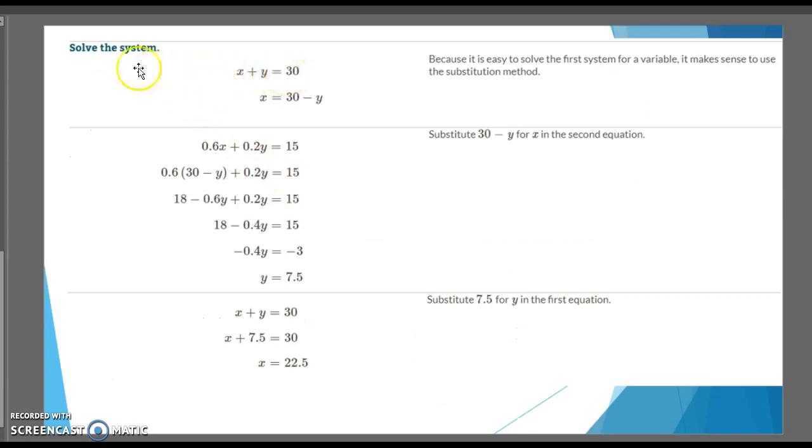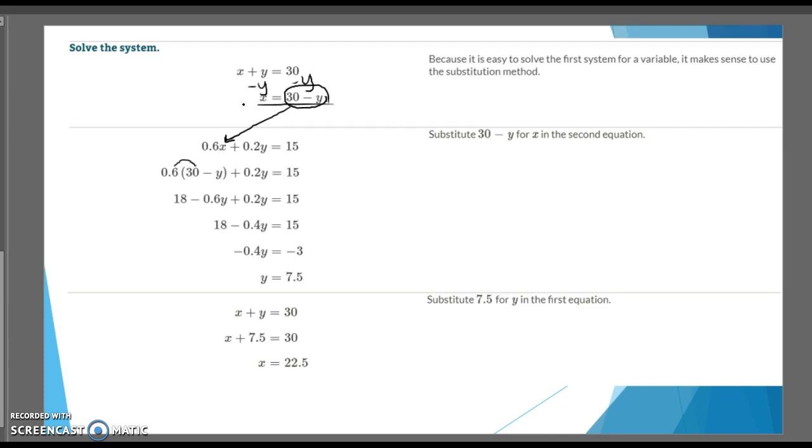So we have our 2 equations. We're going to solve. We're going to use the substitution method because it's really easy to solve. So to get x by itself, we're going to subtract y from both sides, and you get this lovely equation right here, x equals 30 minus y. You're going to substitute that in for x in the second equation. So we're taking this and plugging it in for x. So that's where this came from here.